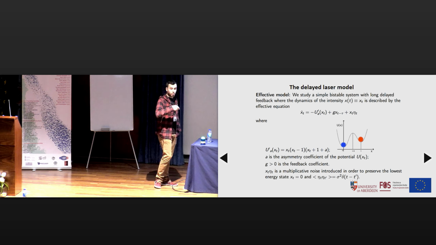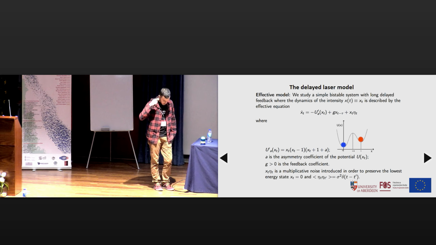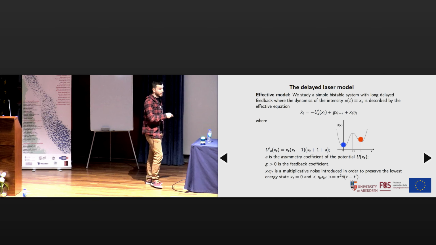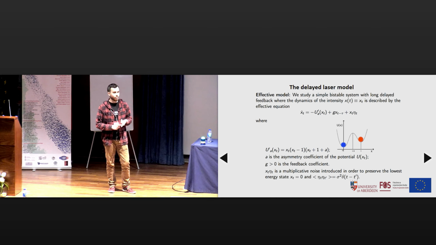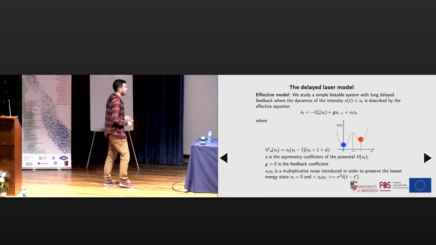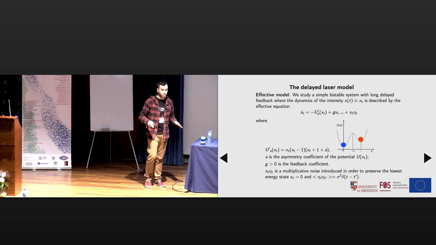And this is a particular multiplicative noise because it's reproducing what we want. It's 0 in the lowest minimum. Okay, so in blue you don't have noise. The potential actually is there, but it's equal to 0. You don't have noise, and the feedback is 0. Okay, so once you get there, you don't get out anymore.